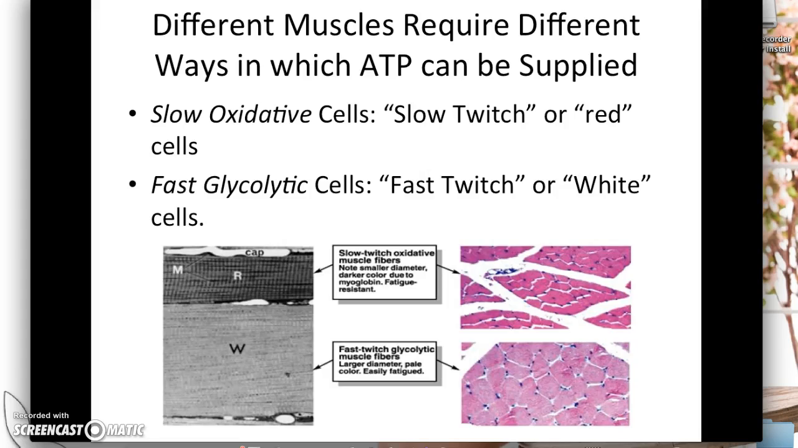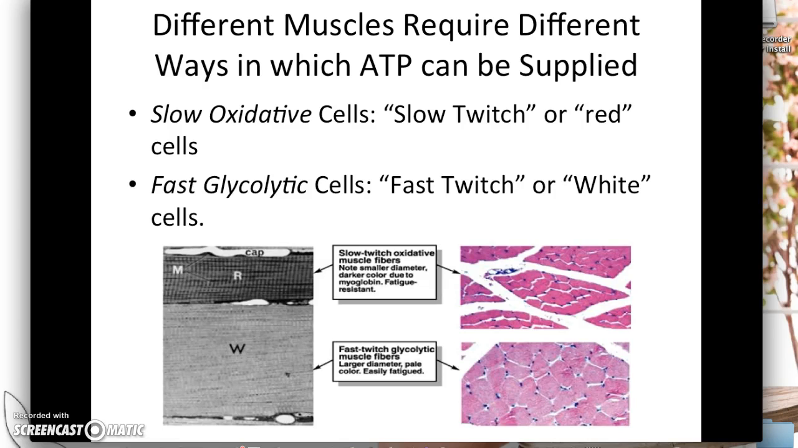Different muscles require different ways in which ATP can be supplied. Slow oxidative cells, otherwise known as slow twitch or red cells, are designed to make most of their ATP aerobically using cellular respiration, as stated earlier, which requires a lot of O2. This explains why vertebrates have evolved high levels of the red hemoglobin-like compound myoglobin.